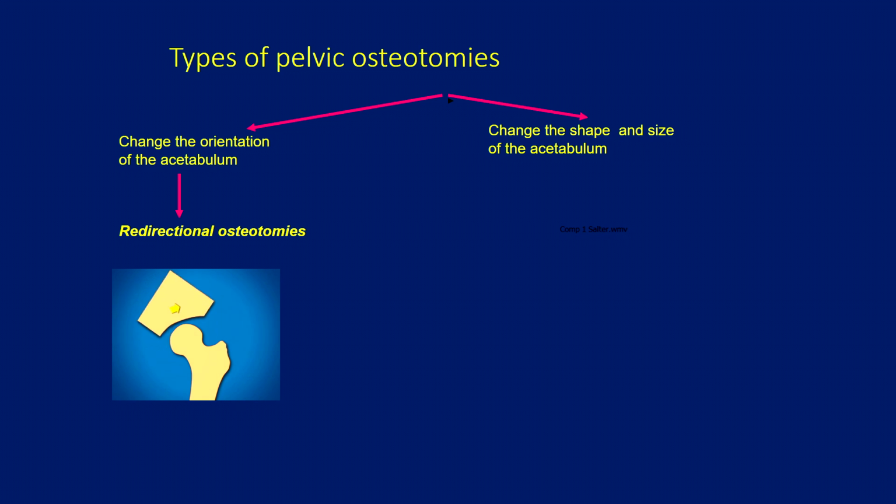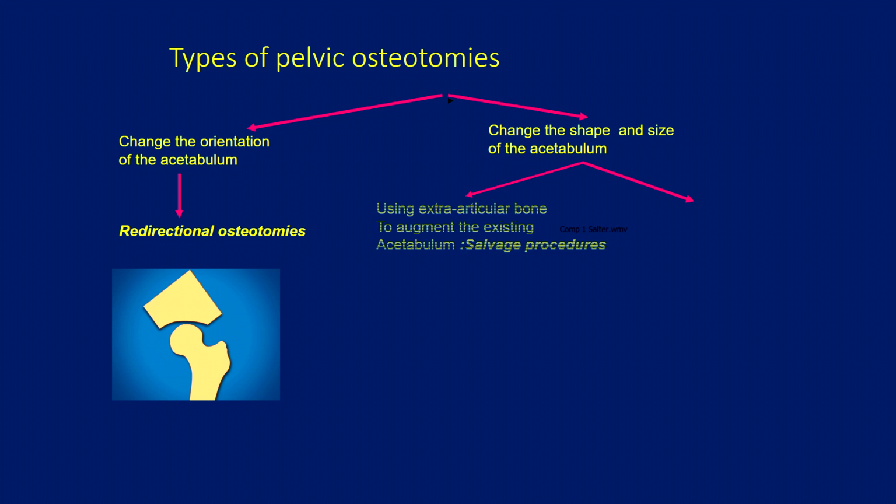So the redirectional osteotomy, you change the direction of the acetabulum without changing anything in the shape and the size. After this, the other group, where you change the shape and the size, can be subdivided into two. Either you use extra-articular bone to augment the existing acetabulum, and these are called the salvage procedures. Why? Because you are not using the hyaline articular cartilage of the acetabulum. And the other big group is the incomplete osteotomy, what you call the acetabuloplasty. And by these, you use the articular cartilage of the acetabulum to reconstruct it.